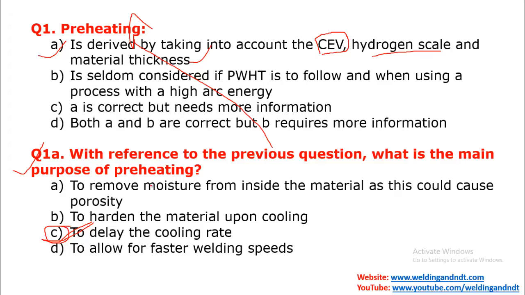See, in option A it is written: to remove moisture from inside the material. Basically we carry out preheating to delay the cooling rate so that the hydrogen atoms will have more time to move out from the weldment. That is the primary reason. However, if any moisture is there, that will also be removed during preheating, but that is not the main reason.